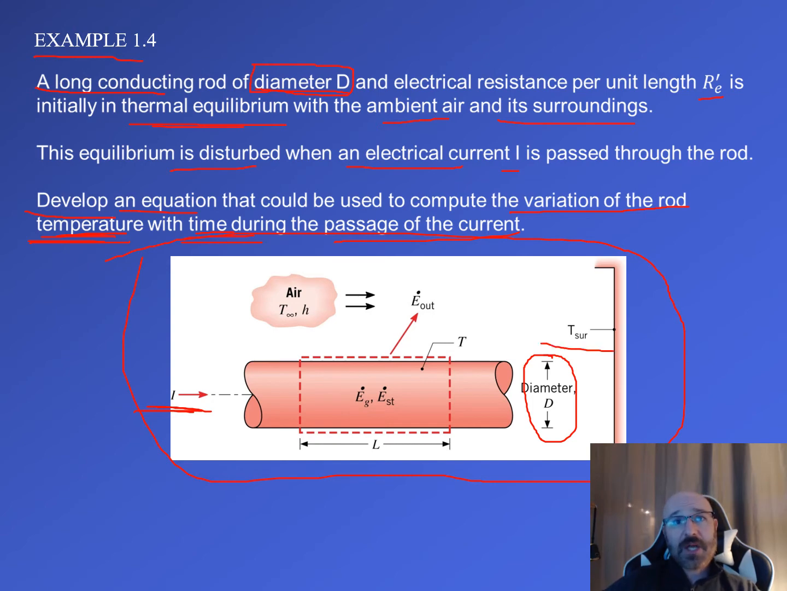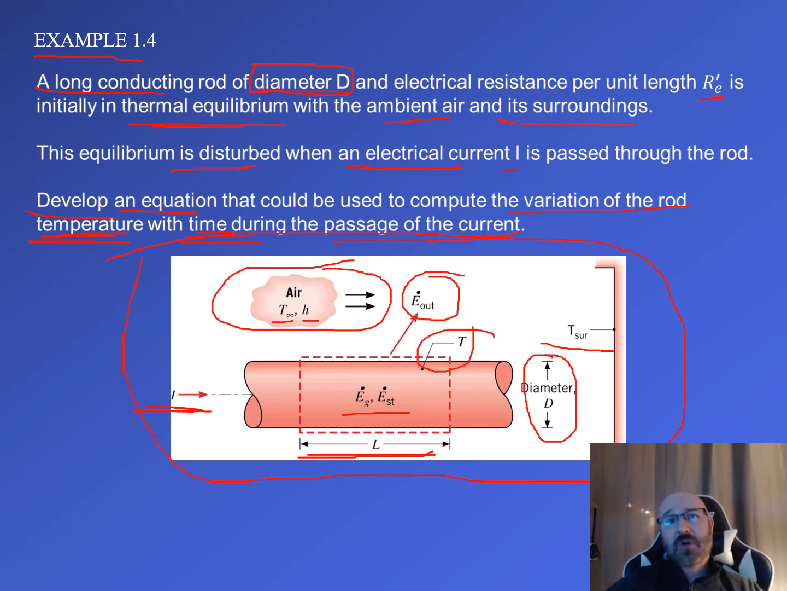Here's our surrounding temperature. I have my ambient air temperature out here, my T sub infinity and my h value there. I have my E dot out that we've already discussed, leaving this. Internally, I have my storage and my E sub G right there, and I know that we're dealing with this dimension here of this length there, and it has some temperature T there. So all that information is given to us. Where do we go from here as we start solving one of these types of problems?